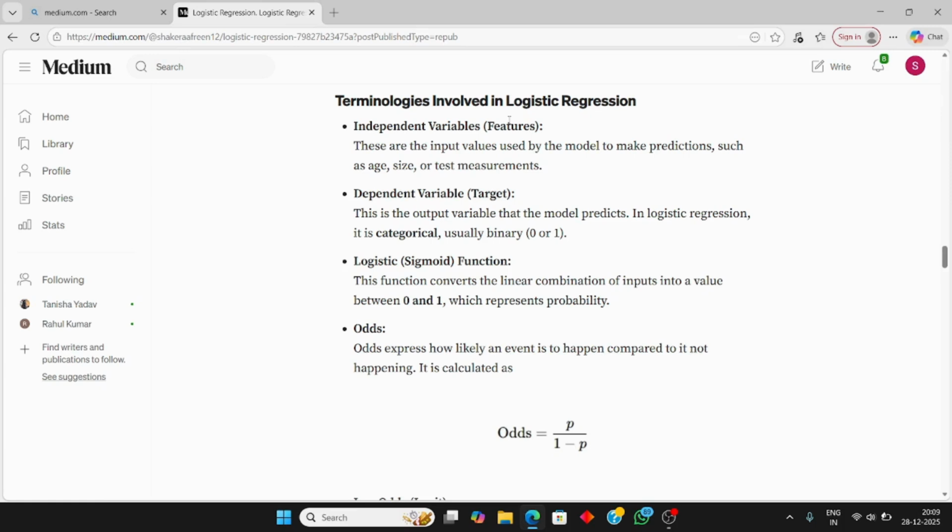Independent variables are the feature values, the input values used by the model to make predictions, such as age, size, distance, or the rating examples we have taken. The second is the target, the dependent variable. This is the output variable that the model predicts.